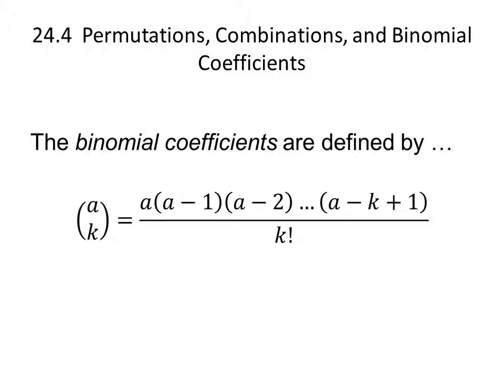That's not how you'd say it. You just depict it with that presentation and then calculate it with a times a minus 1 times a minus 2 all the way down to a minus k plus 1, then divide that by k factorial. And that's just called a binomial coefficient. And we've just developed the shorthand that it can be written as the parentheses a stacked above k. And you will again have this equation available in the equation sheet.